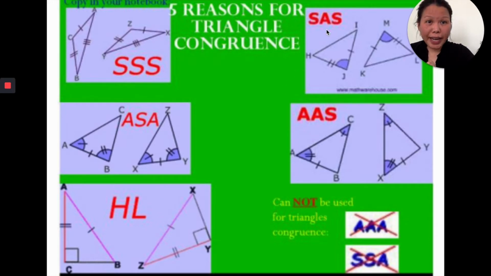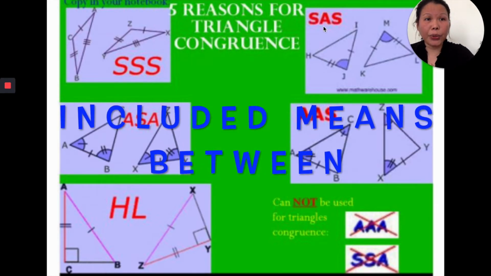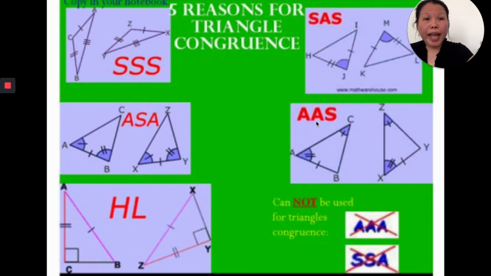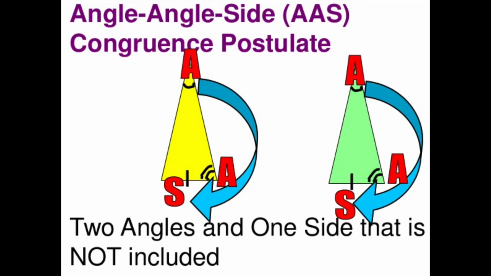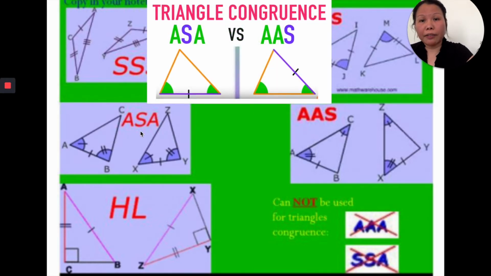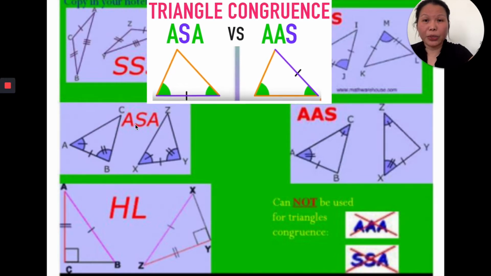Next, side angle side, the angle is included, which means the angle is in between. Included is the formal word we use in the textbook. Finally, angle, angle side. The side is not included, whereas this reason might get confused. The side must be in between, or included between, the angles.